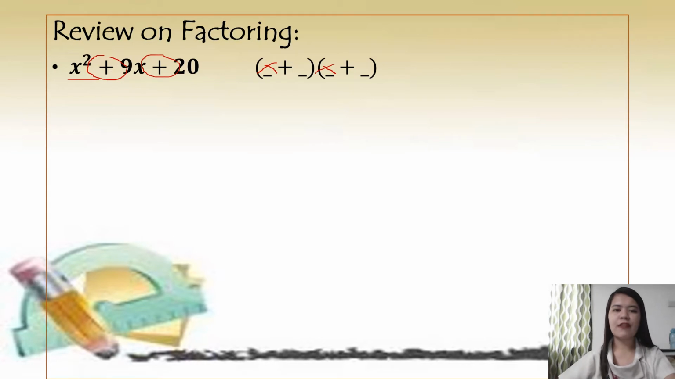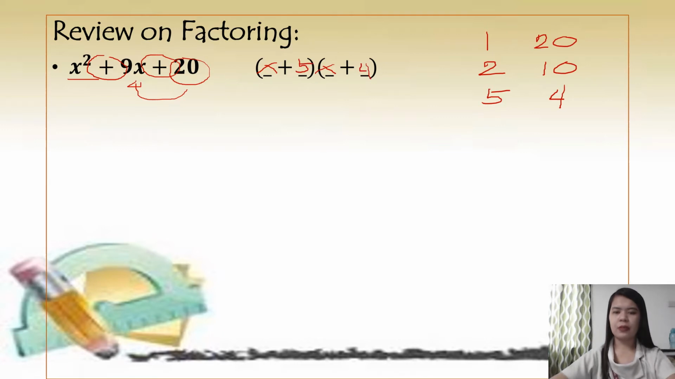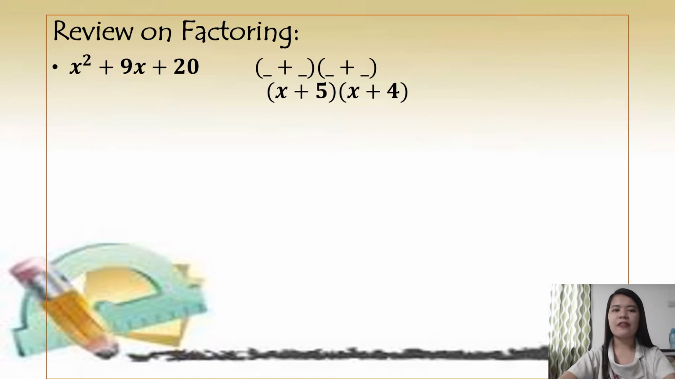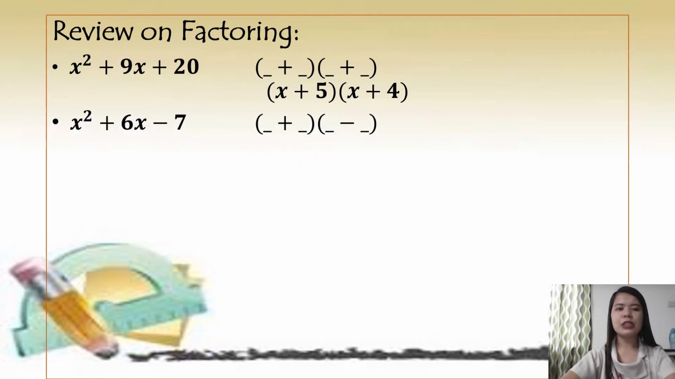Now let's proceed to the factors of 20 that when you add them to each other, the answer will be 9. The factors of 20 are 1 and 20, 2 and 10, 5 and 4. From these factors, which one, when we add them, gives a result of 9? So we have 5 and 4. So it means that the factors of x squared plus 9x plus 20 are x plus 5 and x plus 4. Now let's proceed to the second one.